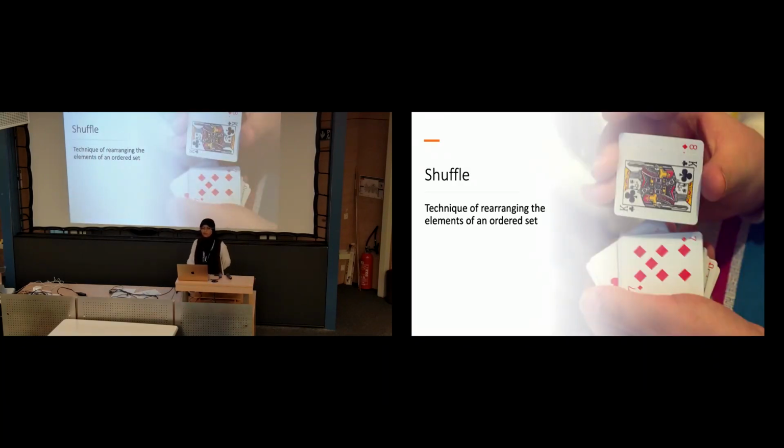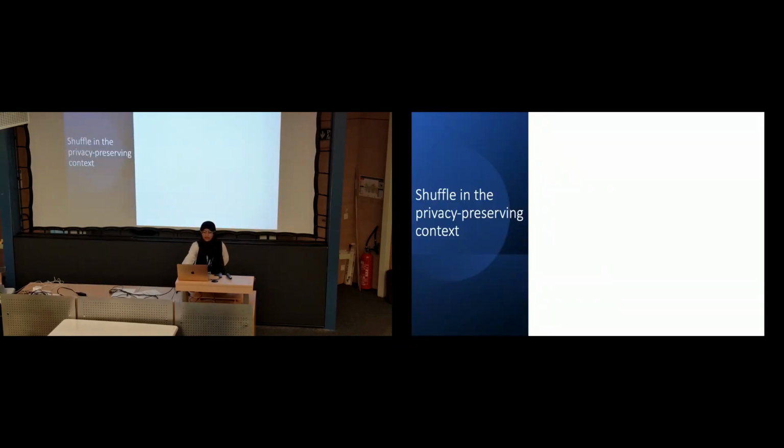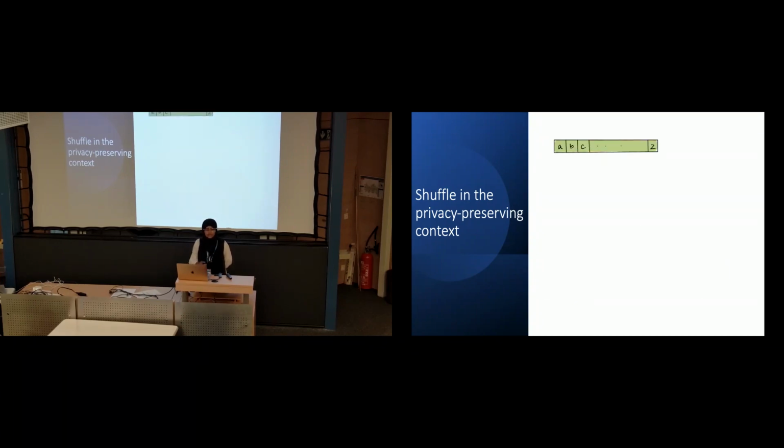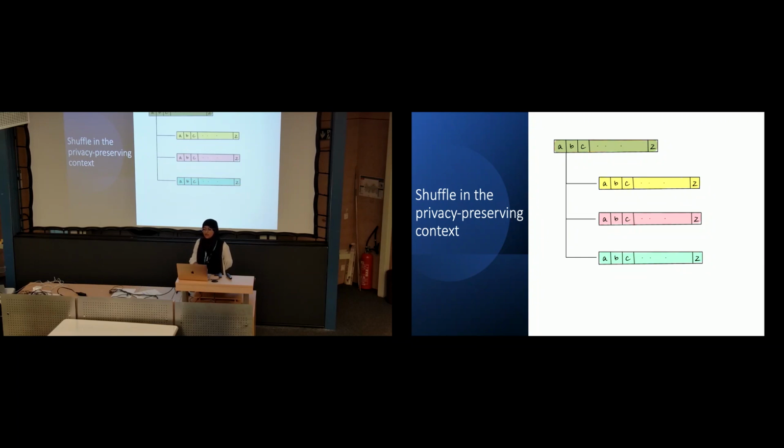So shuffle is the technique of rearranging elements in an ordered set. But what does this mean in the privacy-preserving context? Let's say we have an array of secret elements from A to Z, and this array is secret shared amongst a set of three parties. Now, secret sharing is a technique which allows you to split a secret, or let's say a color, into multiple components such that each of these components, or each of these individual colors, does not leak any information about the original secret or the original color. But when these components or the colors are mixed together, it gives you back your original secret or your original color.